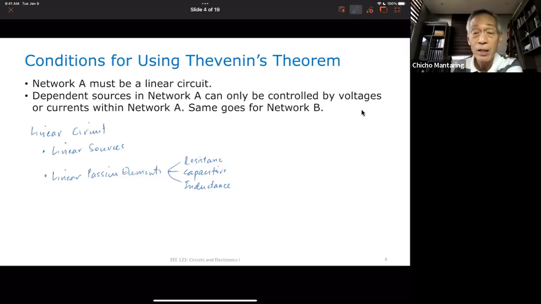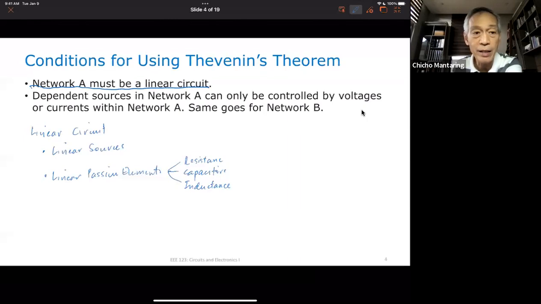So far, the circuits that we have encountered in EEE 123 are all linear circuits. Later on, when we talk about diodes, that's the subject matter of your second exam, a diode circuit is an example of a circuit that is not linear. But so far, yung mga pinag-aaralan nating circuits are all called linear circuits. Linear circuits are governed by either linear equations or linear differential equations. So that is the first criterion, that network A must be a linear circuit.